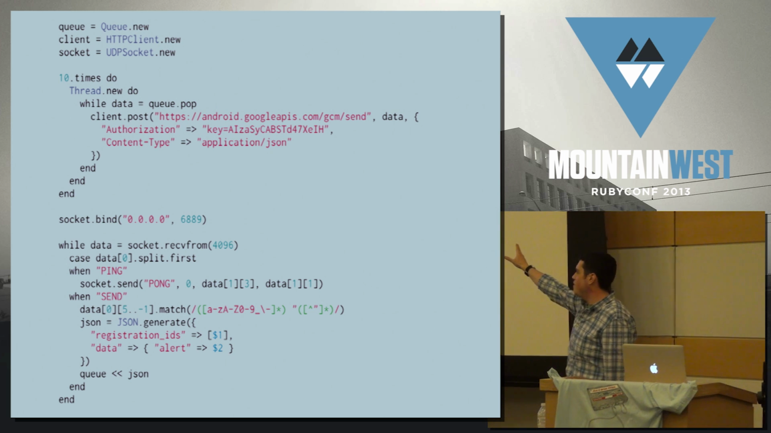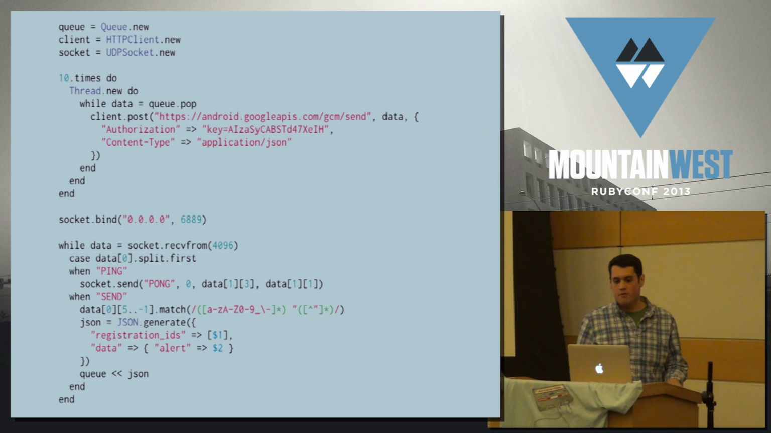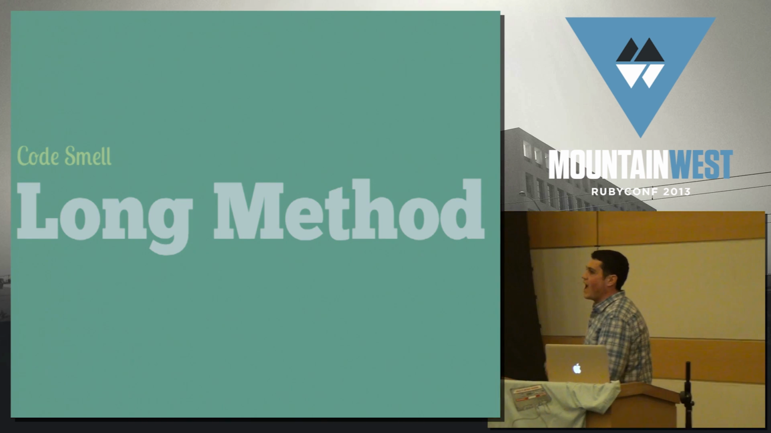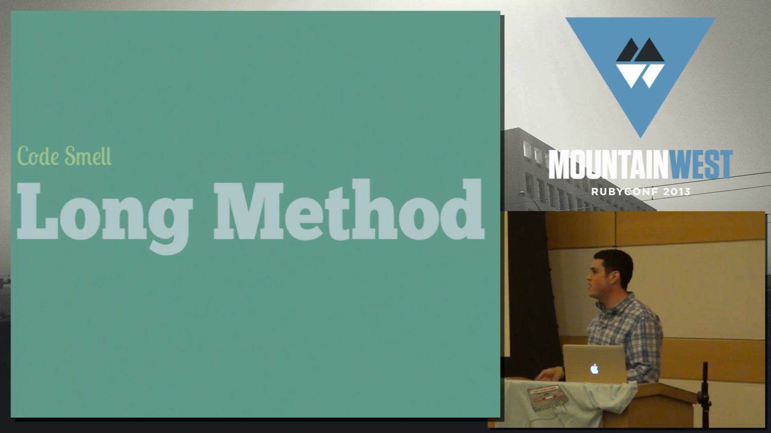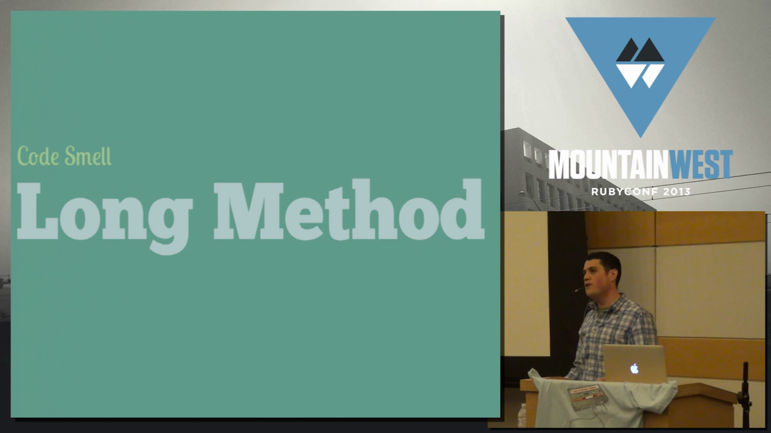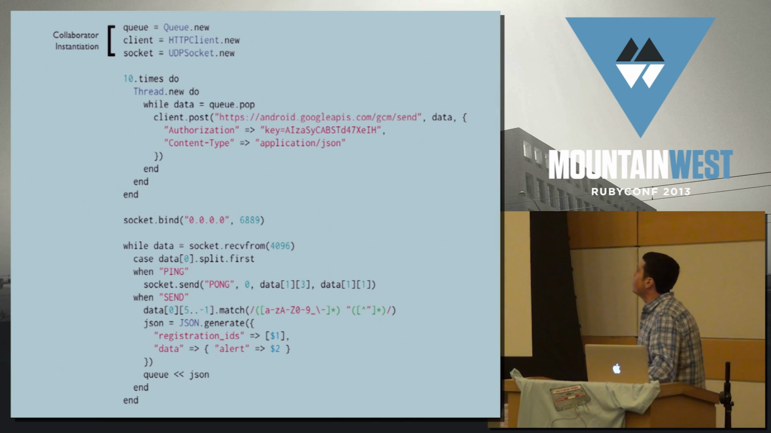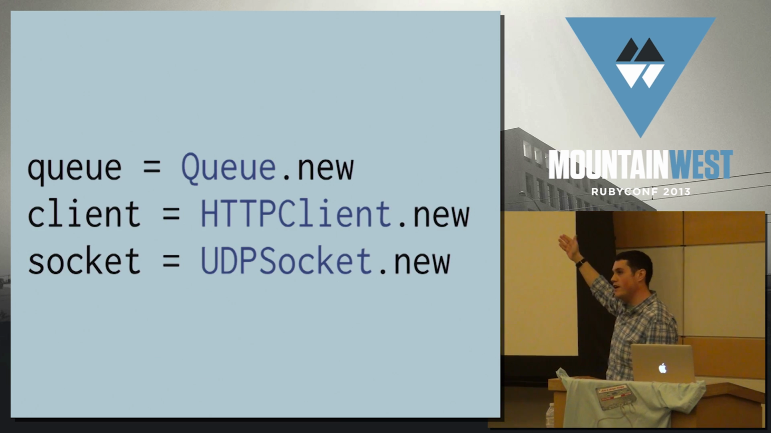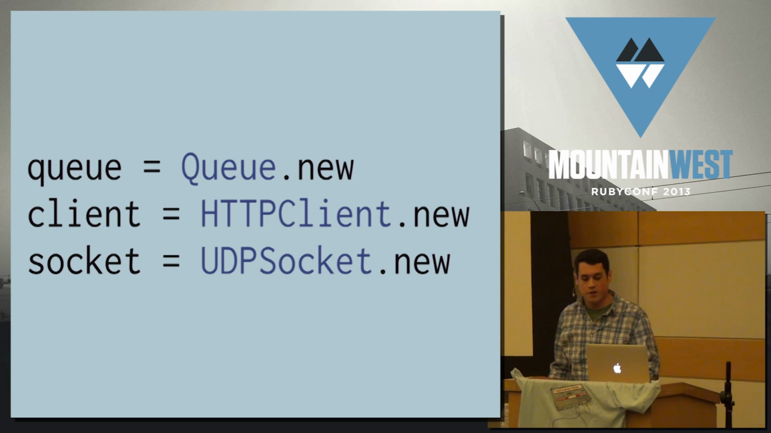Like I said, there's no class definition here, there's no method definition here, but our first code smell has to do with the fact that we have one long method. It's not actually a method, but our script body is sort of the main method of our program, and this method is really, really long. It's 30 lines of code that's doing all kinds of assorted things. So let's go through it line by line. At the top, we're instantiating some collaborators. So we're instantiating a queue, an HTTP client, and a UDP socket. Three things that seem to have nothing to do with each other.